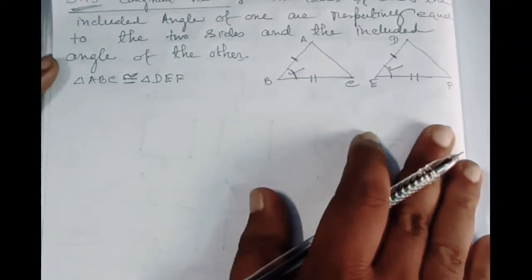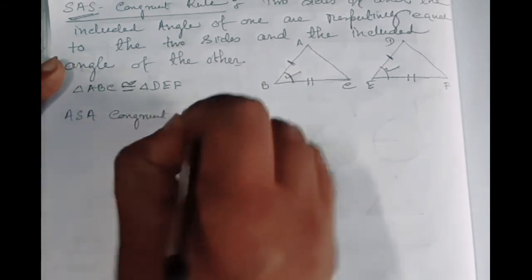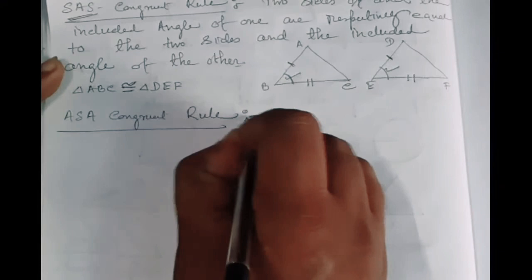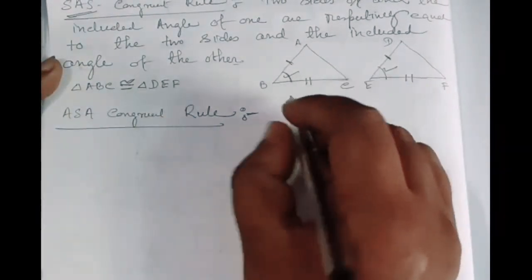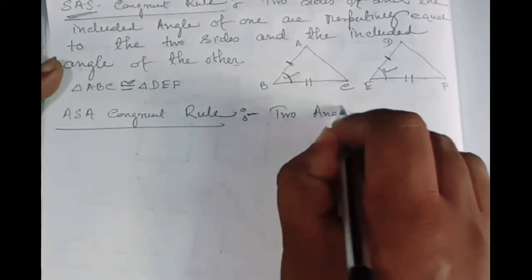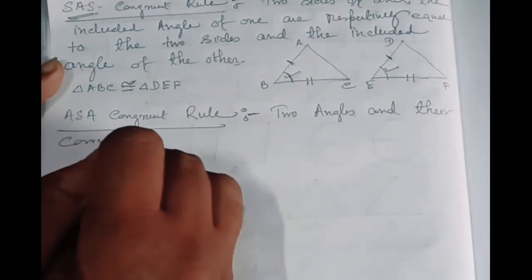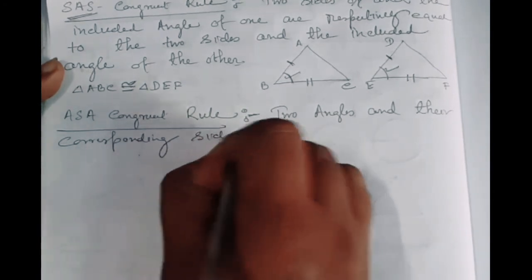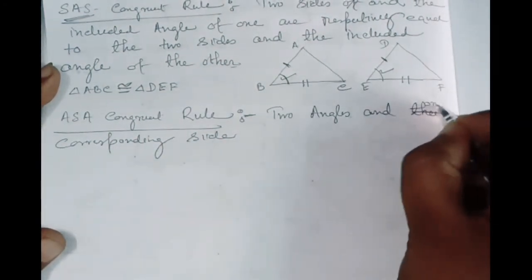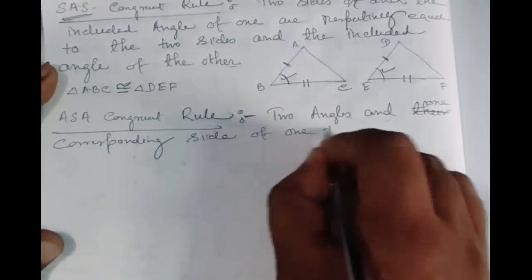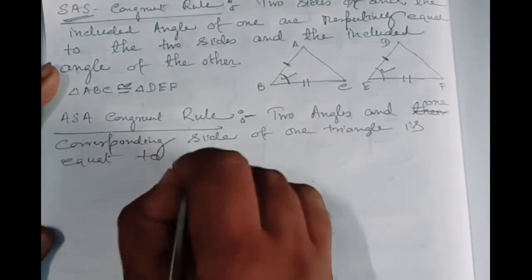Next, move to the ASA congruence rule. Two triangles are said to be congruent if two angles and their corresponding side, two angles and one corresponding side of one triangle, is equal to the other.